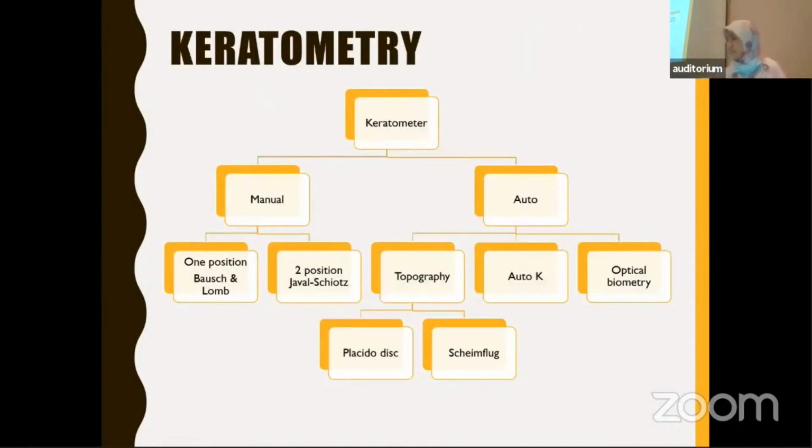There are many types of keratometer in the market. There are manual and auto ones. Usually we use one-position, Bausch and Lomb, because it contains two prisms and is easy to use compared to the Javal-Schiotz. Javal-Schiotz, so far we have not used for a long time because it is a bit more difficult compared to the one-position. And then we have the auto keratometer. We can get K reading from the topography, corneal topographer, auto K, the optical biometer itself, and topography uses Placido disc or Scheimpflug technique.